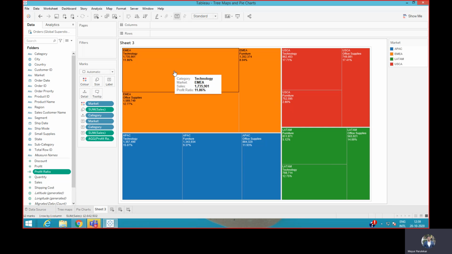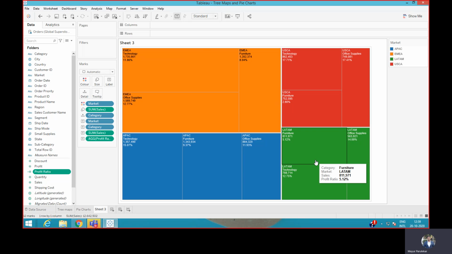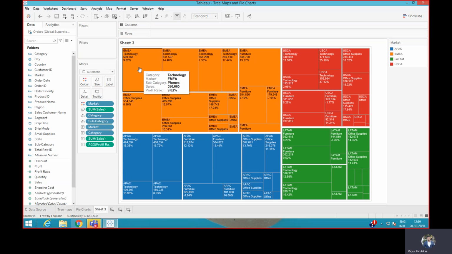which means if you realize that technology in itself would have multiple different things, right? So if you want to add granularity to the particular tree map, remember this is not advisable, but if you still would want to do it, this is how you can add granularity. So I'm going to take a subcategory and I'm going to do a detail on this. And now if you see, the technology has been further broken into, if you see the tooltip, the tooltip is clearly mentioning that in EMEA, the first particular thing is phones in technology.